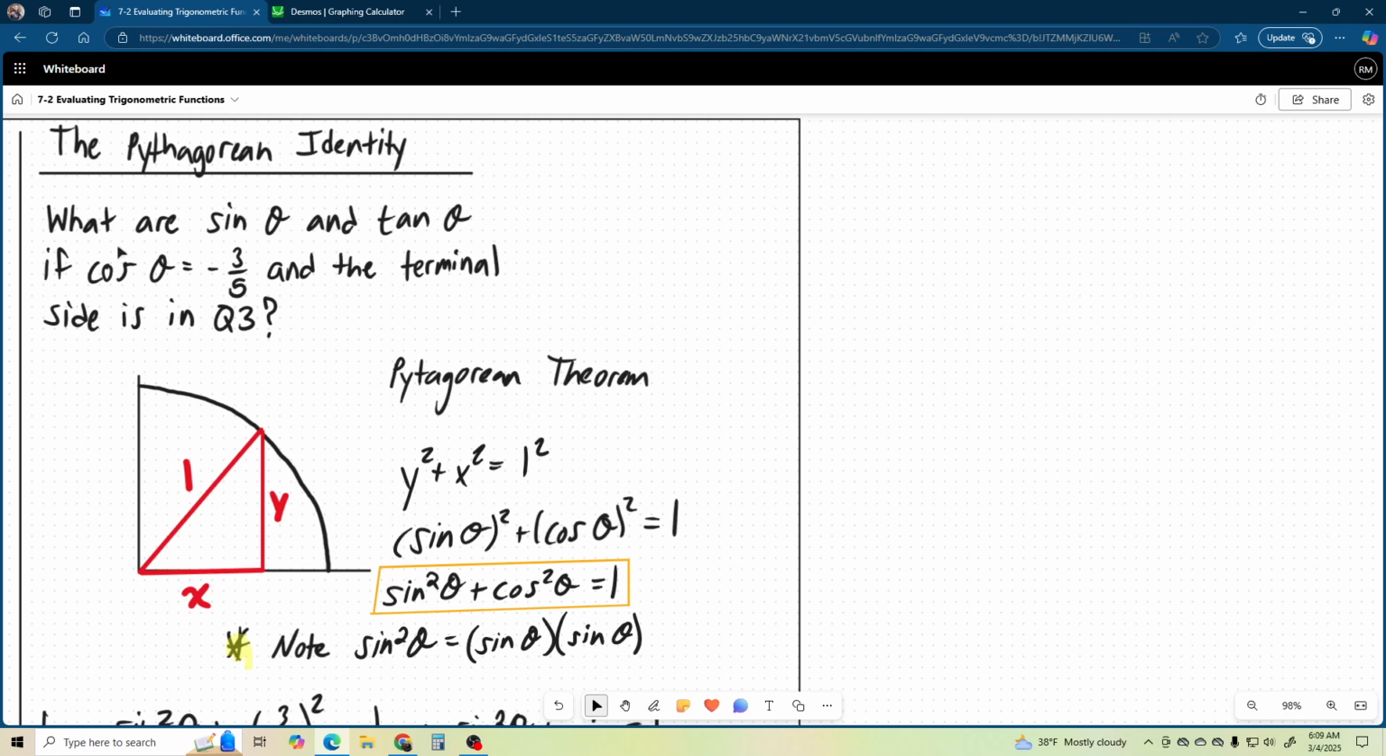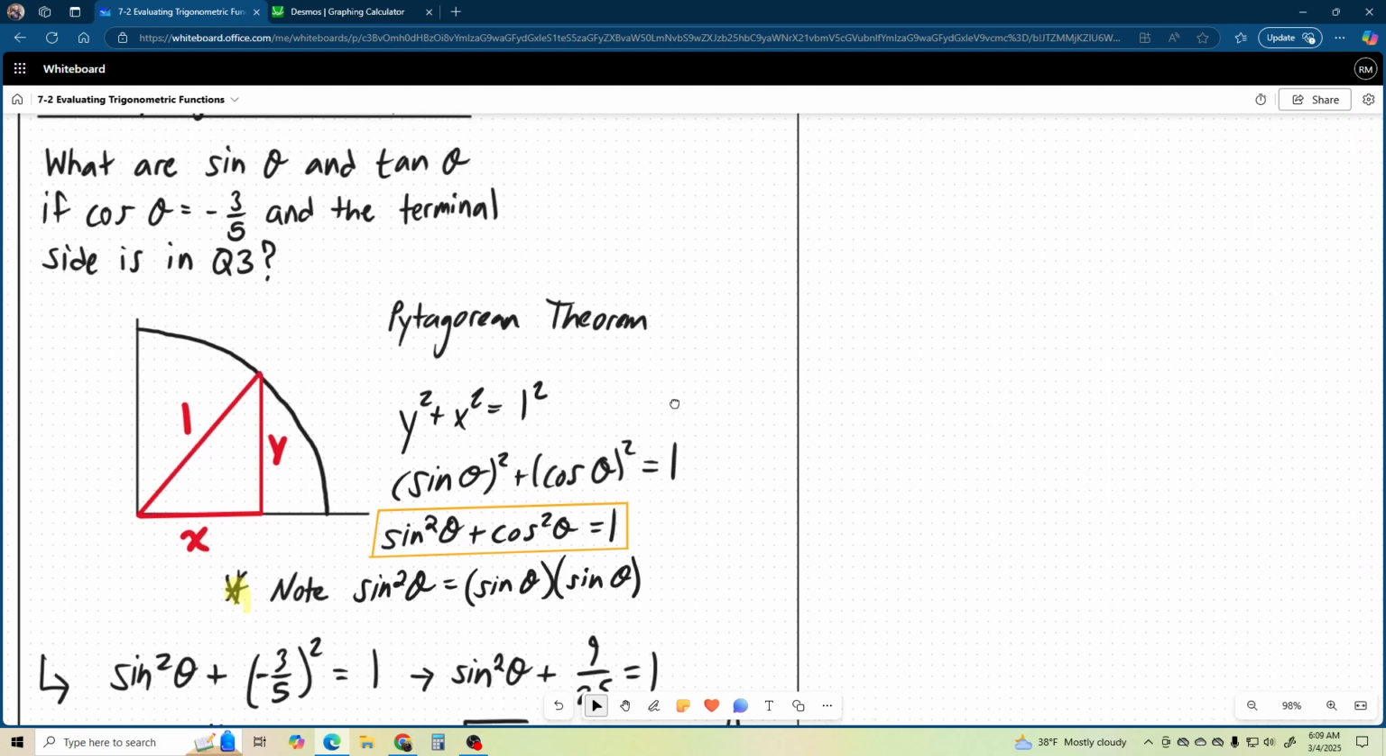So our question for this is going to be, what are the sine theta and tangent theta if cosine theta is -3/5 and the terminal side is in quadrant 3? Okay, so anytime you hear the term terminal side in quadrant 3, your brain should be popping off with, okay, negatives, right? We're just basically going to solve it in the positive quadrant and then add negatives at the end. It's kind of what you do, right? Or at least you're going to be able to reference it and know that the values are going to be negatives.